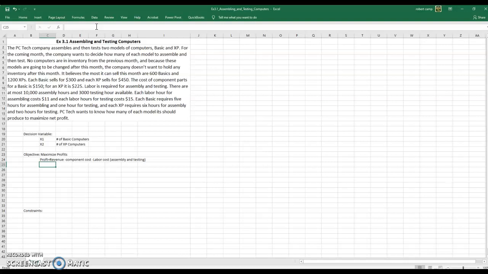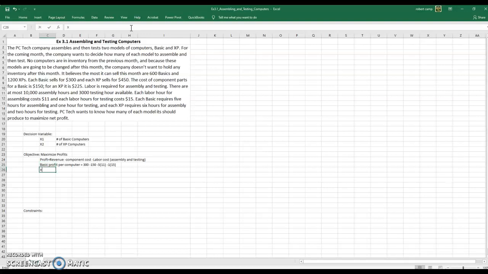Okay, so if we look at the basic profit per computer, now this would be the basic computer. What is that going to be? Well, the basic profit is going to be a revenue of $300 minus $150 of component costs. And then we have the labor costs. So we'll subtract from that the labor cost for assembly, which is 5 hours times $11 per hour. And then for testing, it's 1 hour times $15 an hour. So that would be the profit for the basic computer.